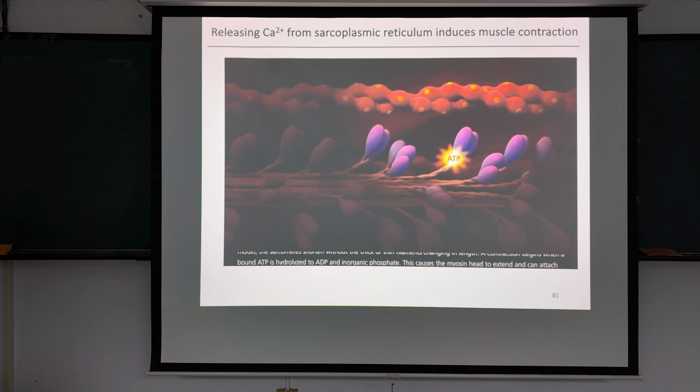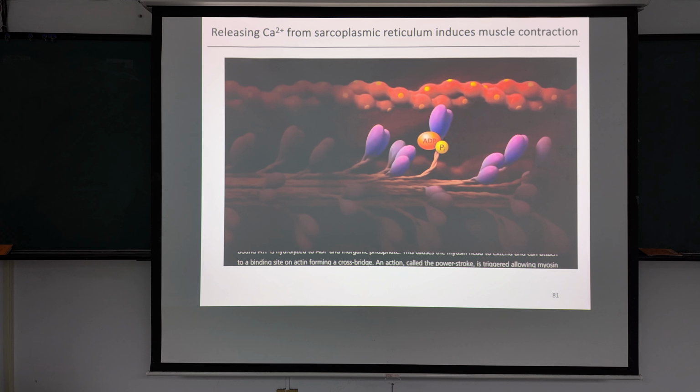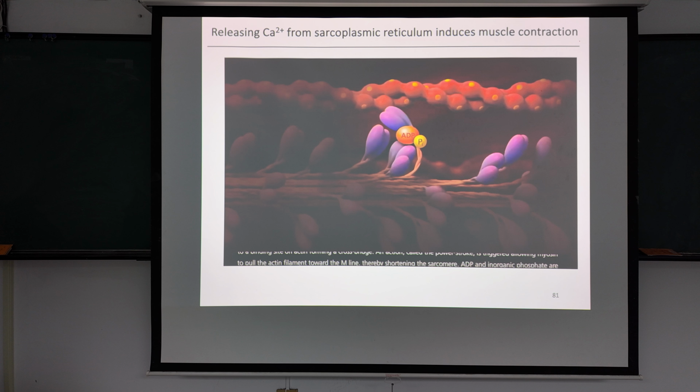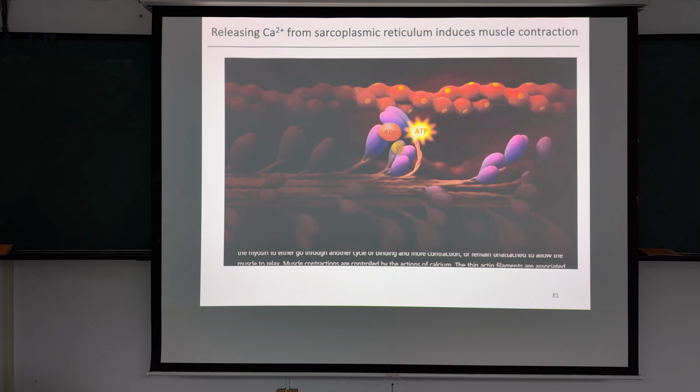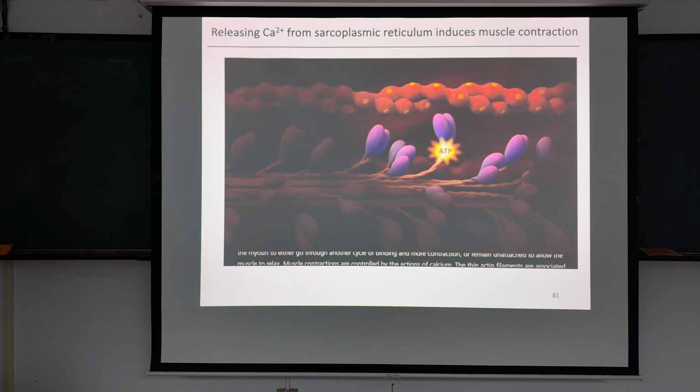A contraction begins when a bound ATP is hydrolyzed to ADP and inorganic phosphate. This causes the myosin head to extend, and can attach to a binding site on actin, forming a cross bridge. An action called the power stroke is triggered, allowing myosin to pull the actin filament toward the M line, thereby shortening the sarcomere. ADP and inorganic phosphate are released during the power stroke. The myosin remains attached to actin until a new molecule of ATP binds, freeing the myosin to either go through another cycle of binding and more contraction or remain unattached to allow the muscle to relax.